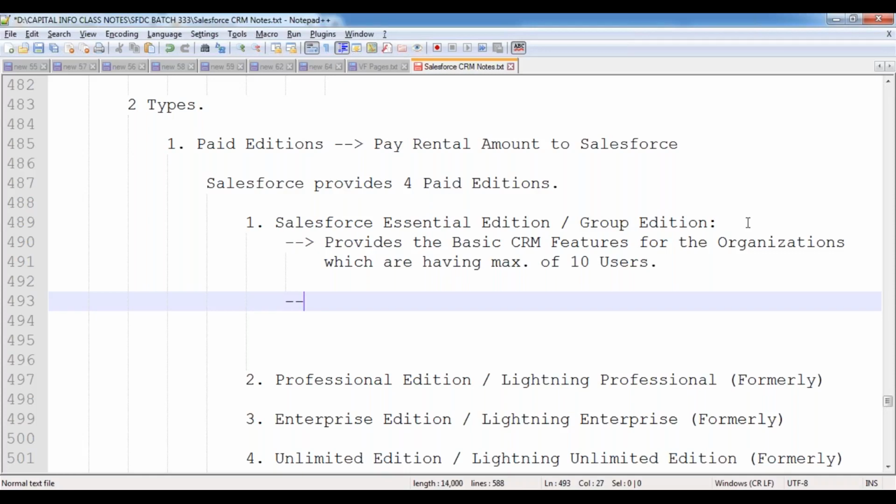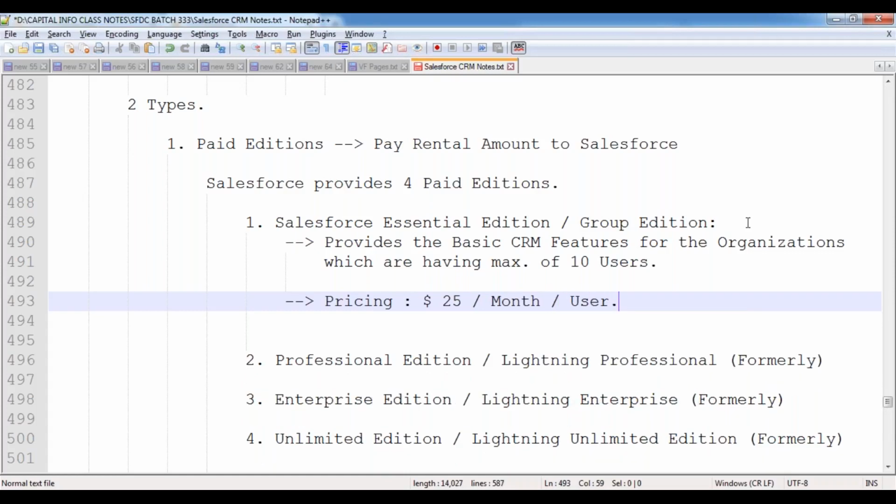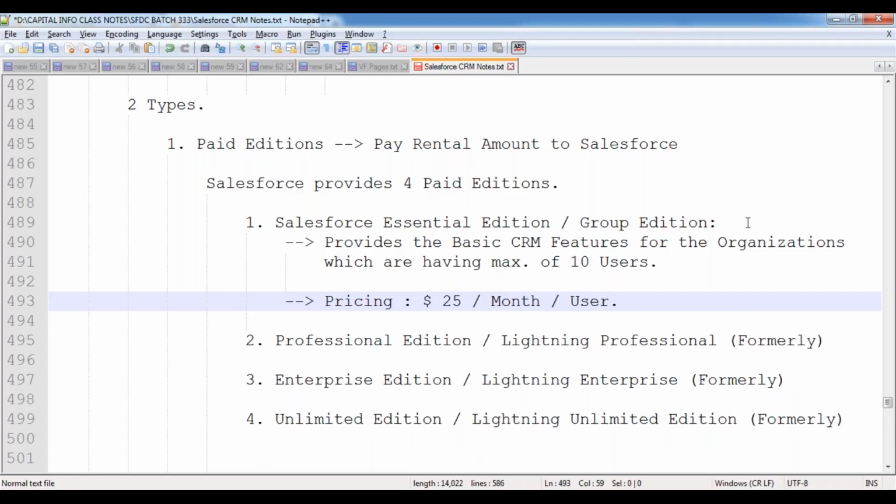Now, in order to access this particular edition, for each and every user we have to buy a separate license. The pricing is $25 per month per user license. For each and every user, every user should have a license.